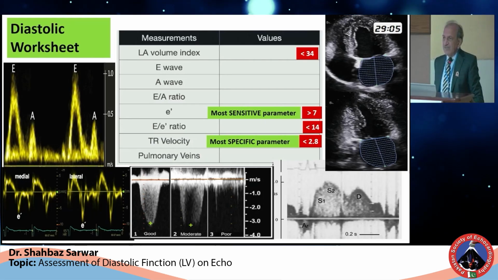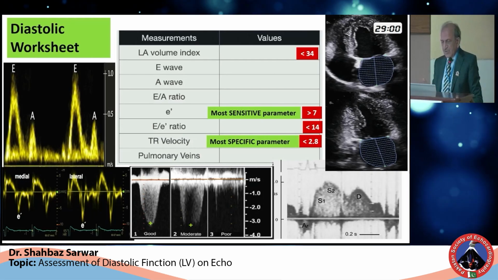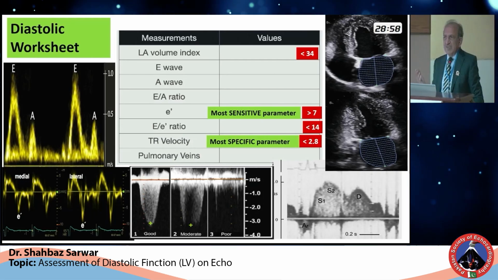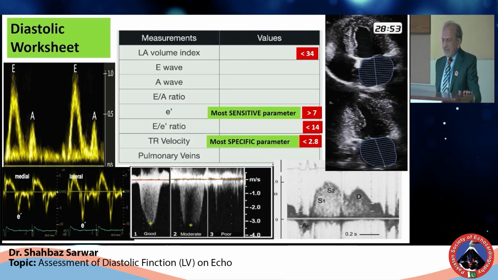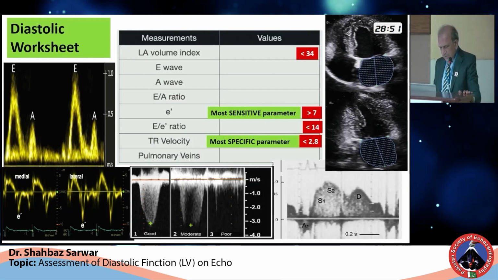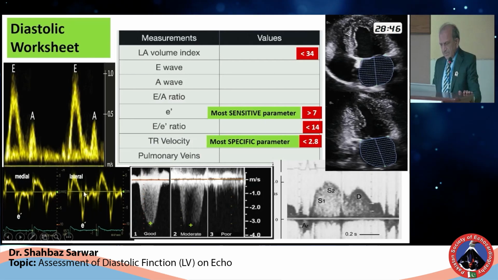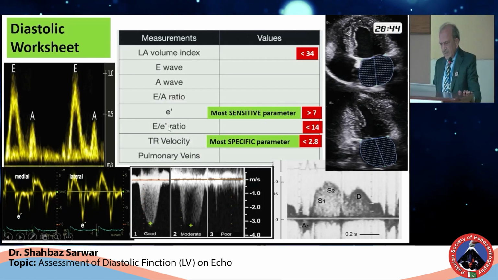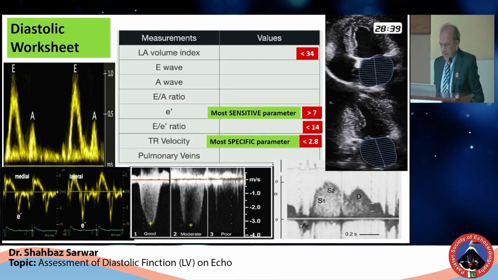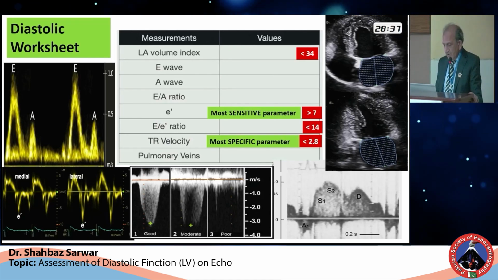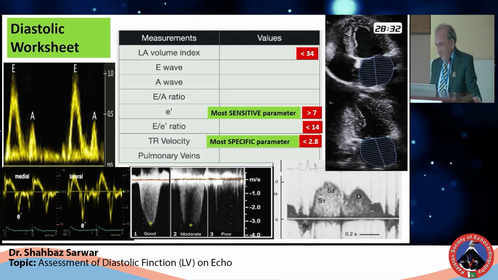And even if they are commenting on one or two parameters, during my talk you will see that there are at least 4 parameters on which we should be commenting. So we should be commenting on E wave and A wave transmitral flow velocities, then E to A ratio, E prime, E by E prime ratio, TR velocity, and pulmonary veins, as Dr. Nusrat would beat us if we don't comment on pulmonary vein.